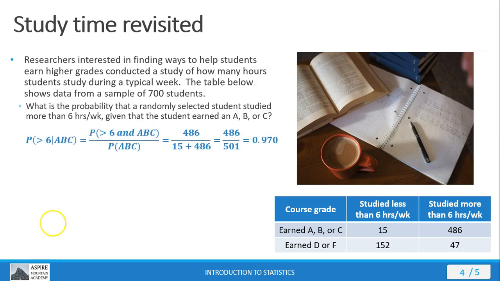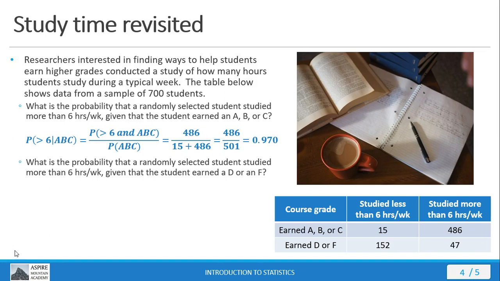Okay, let's see how well you did here. So the probability that the student studies more than 6 hours a week, given that he or she earned an A, B, or C, is going to be the probability of both of those elements together divided by the probability of this last element here. Again, I'm working with just the parts. So the part that we earn an A, B, or C and study more than 6 hours per week is 486. And then earning an A, B, or C is going to be this whole row right here. So when I do the math, out comes 0.97.